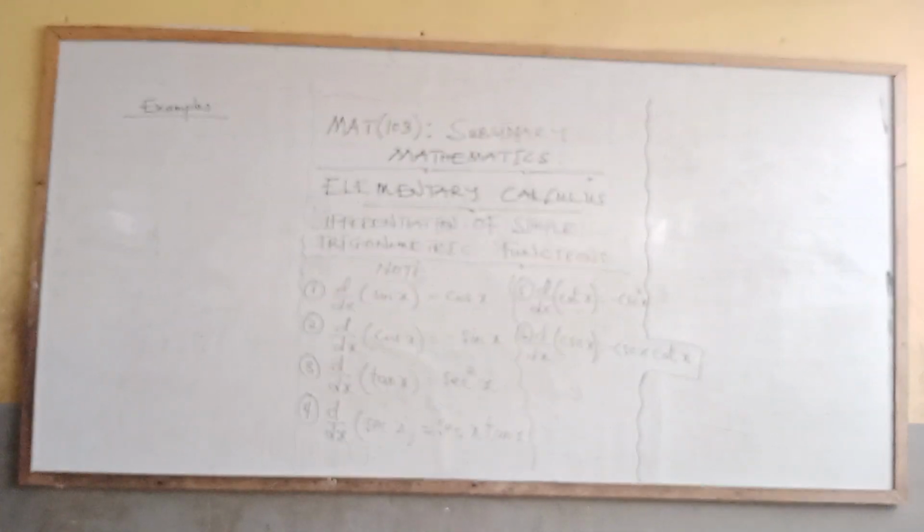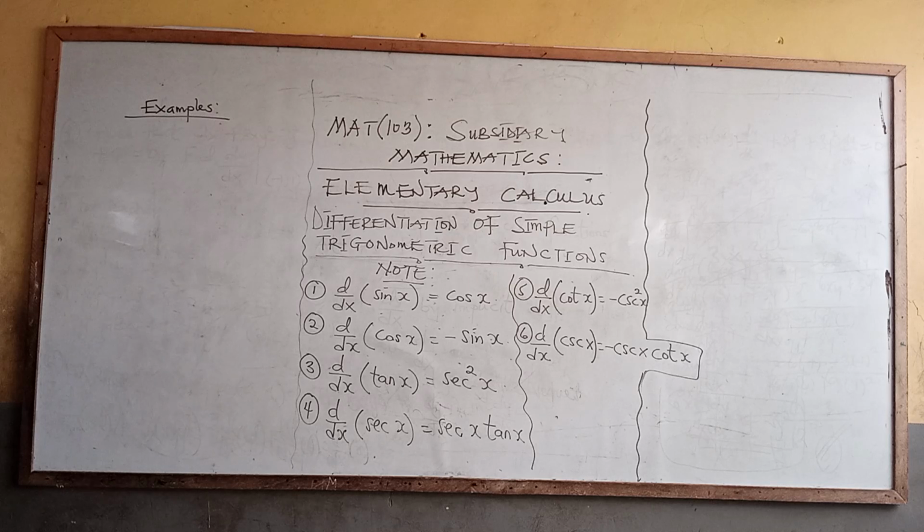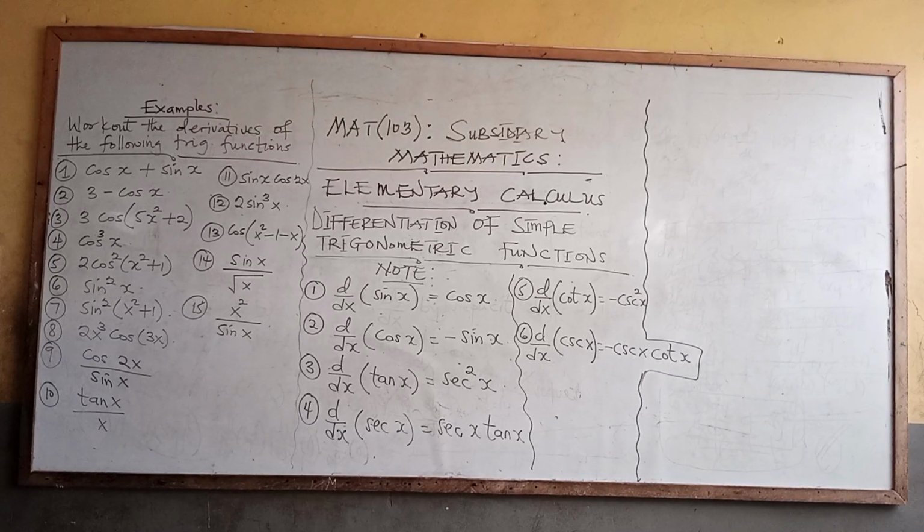Alright, so now let's start with examples, so that you know what we are doing. They said work out the derivatives of the following trig functions. One, we have cos x plus sine x. Two, we have 3 minus cos x.